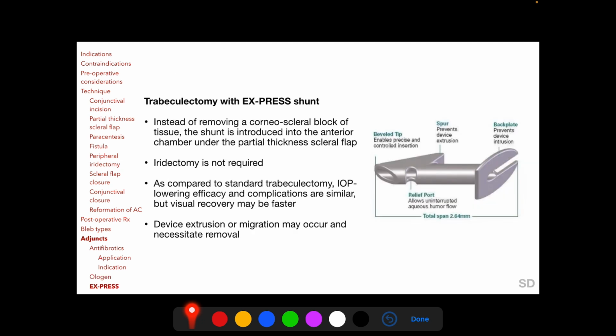A modified form of trabeculectomy can be done with an Express shunt, and in this technique, instead of removing a corneoscleral block of tissue, the Express shunt is directly introduced into the anterior chamber under the scleral flap, and in this technique, iridectomy is not required.